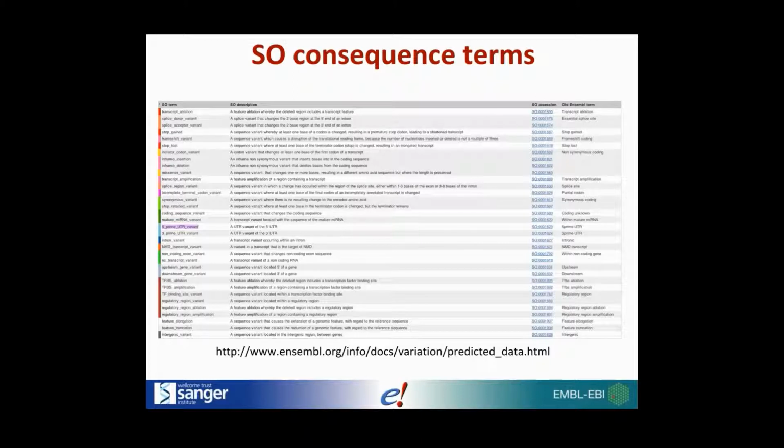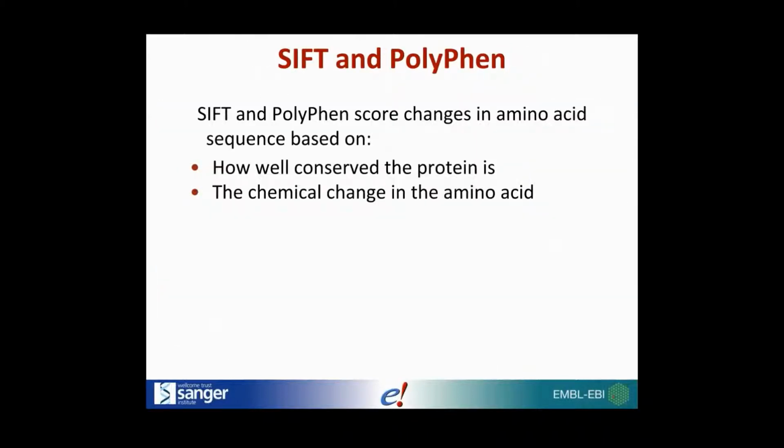You can get this kind of data from the VEP, including sequence ontology consequence terms. This is a standardized set of nomenclature for describing different kinds of sequence features, for example, variation data. We use the variation sequence ontology terms here, and we have a page which lists all of these different terms. We also get SIFT and PolyPhen scores.